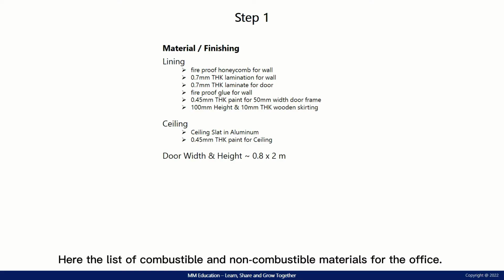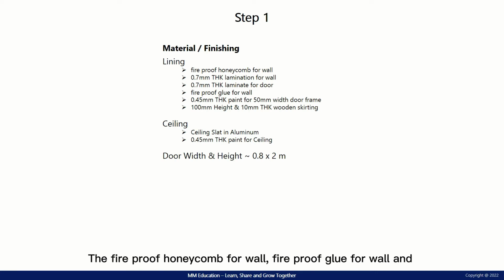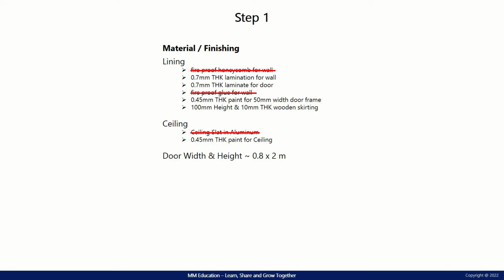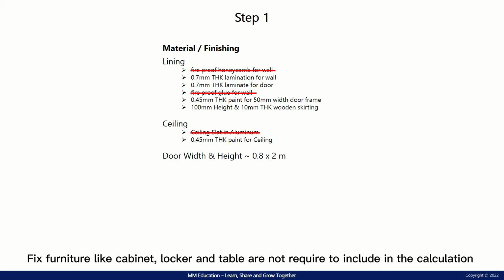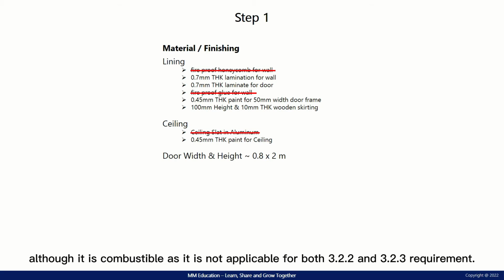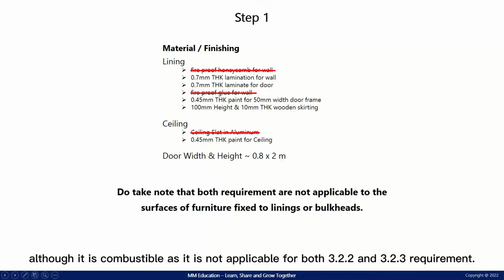Here is the list of combustible and non-combustible materials for the office. The fireproof honeycomb for wall, fireproof glue for wall, and ceiling slat in aluminium are non-combustible materials. Hence, they do not need to be included in the calculation. Fixed furniture like cabinet, locker, and table are not required to be included in the calculation, although they are combustible, as they are not applicable for both 3.2.2 and 3.2.3 requirements.